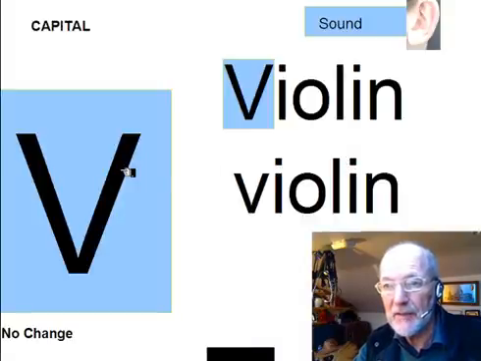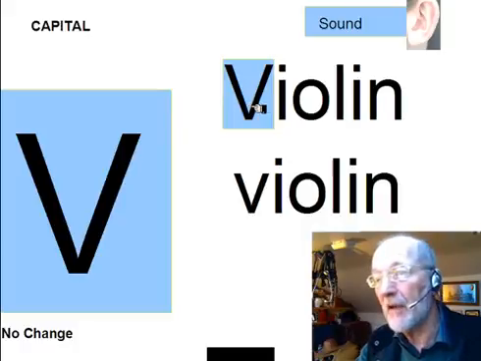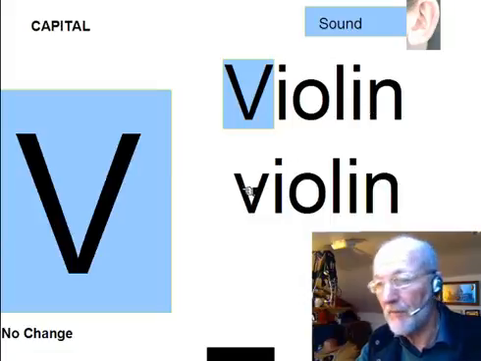Capital V. The name of it is V. The sound it makes is V. Violin. Small v, violin. No change between the two.